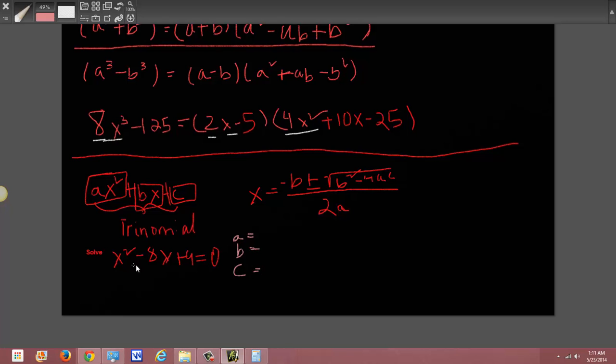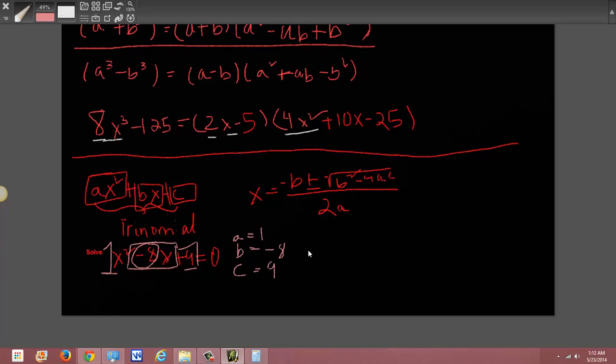What number does term A have? X squared, right? Wrong, because x squared is not a coefficient. The coefficient is actually 1. What is the coefficient for term B? This is term B, and we're asked to find the coefficient. The coefficient is the number part, not the variable. So minus 8 is the coefficient. What's the coefficient of C? Well, positive 9.